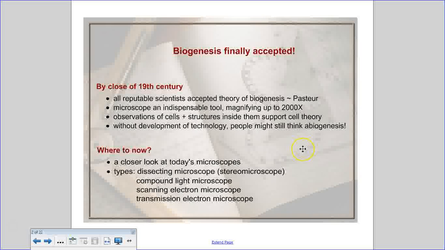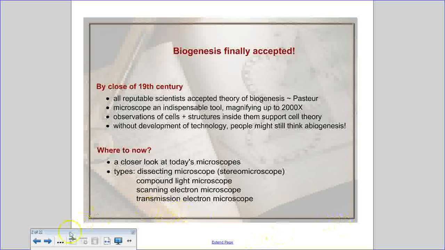So by the end of the 19th century, so that means the 1800s, all scientists accepted the theory of biogenesis because of the proof that Pasteur was able to provide. The microscope had become an indispensable tool, magnifying up to around 2,000 times. They could see cells and structures, and they were making more and more powerful technology. So without that development of technology, we wouldn't have the proof that living things come from living things, and we may still be back in the day of believing otherwise.